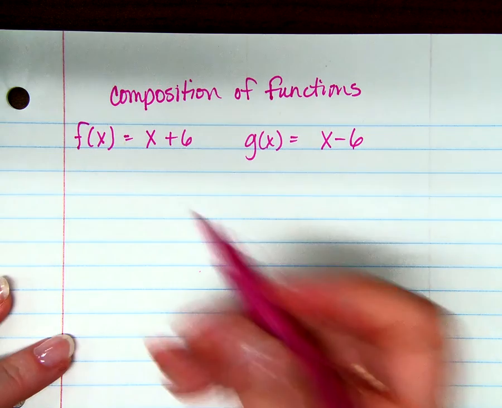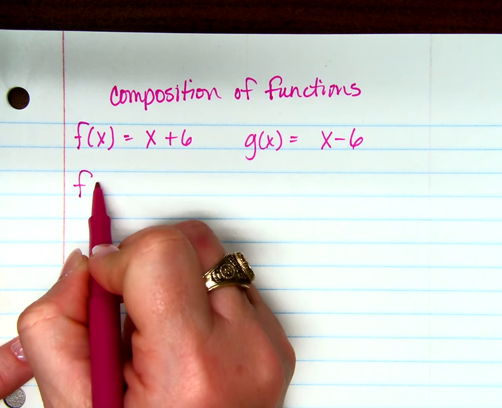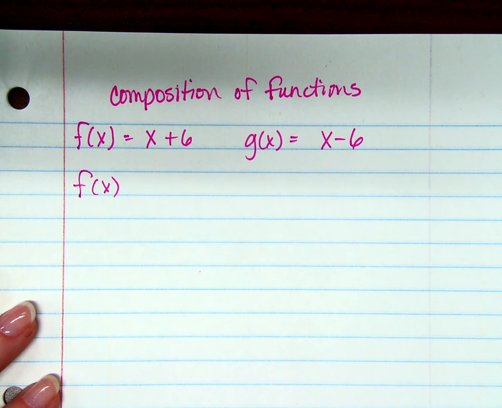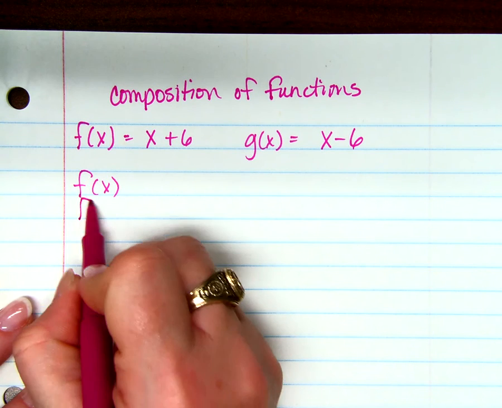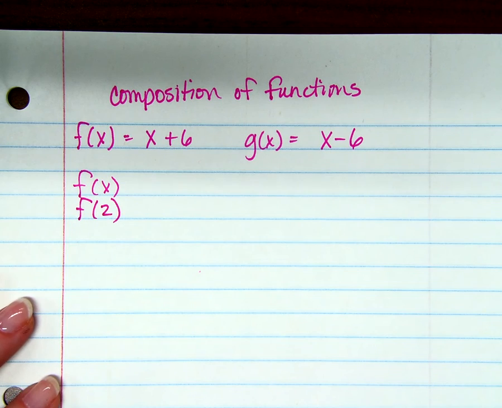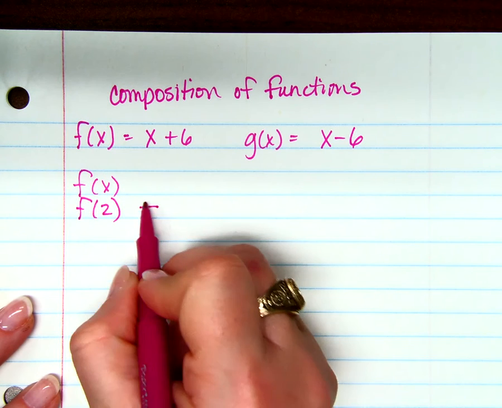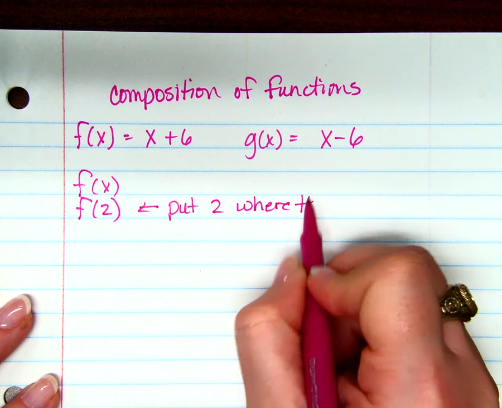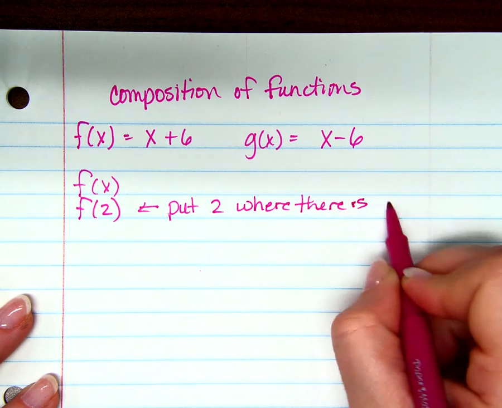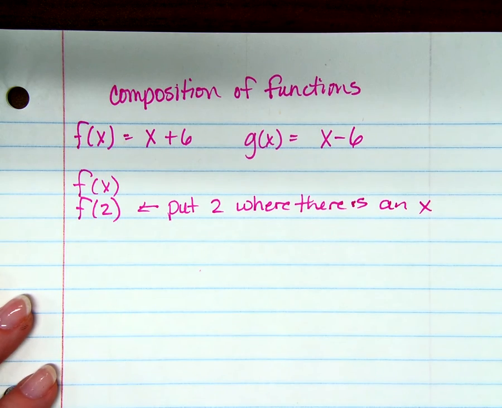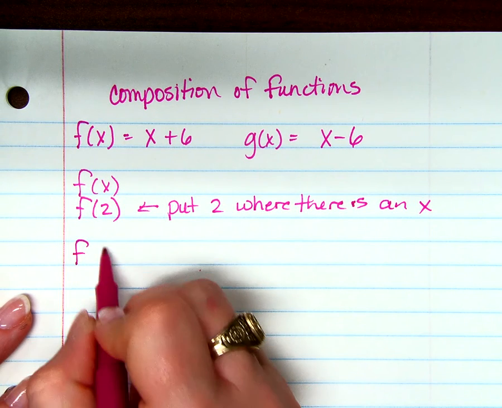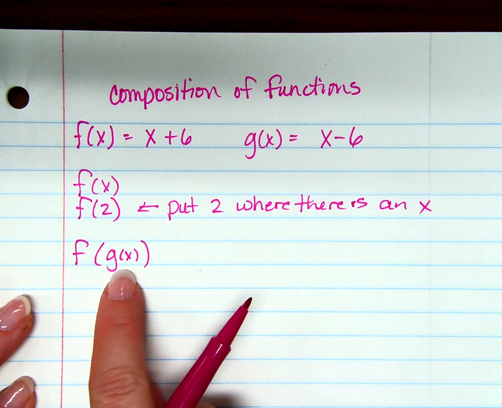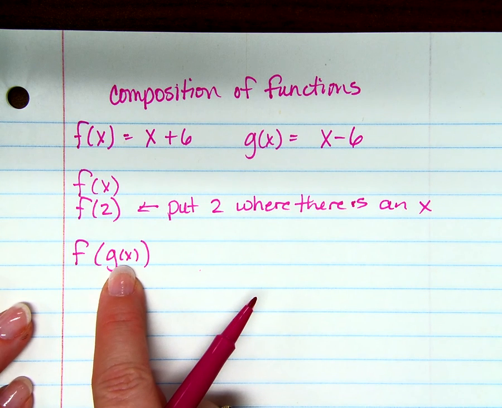Okay? Here's what composition of functions is. First of all, if I tell you f of x, you know what that means, right? That's function notation, right? What if I ask you to find f of 2? What does that mean? So I want to put 2 where there is an x, right? So what if I ask for f of g of x? The whole g anywhere there's an x, right?